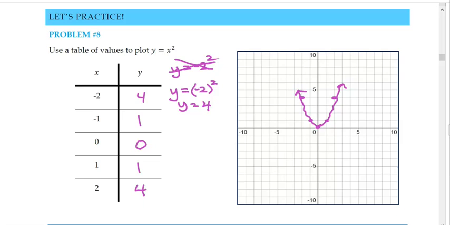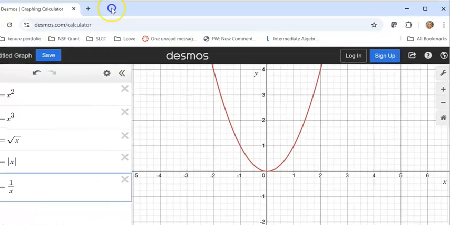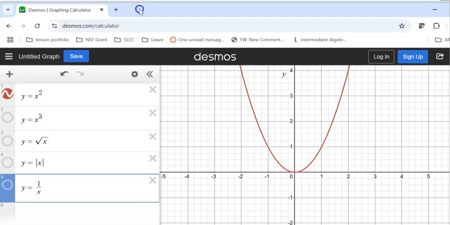And I want to show you something that we can look at in our Desmos, let's see here. So if we go to that Desmos graphing calculator, we can see here's a graph that we came up with for it. All right.